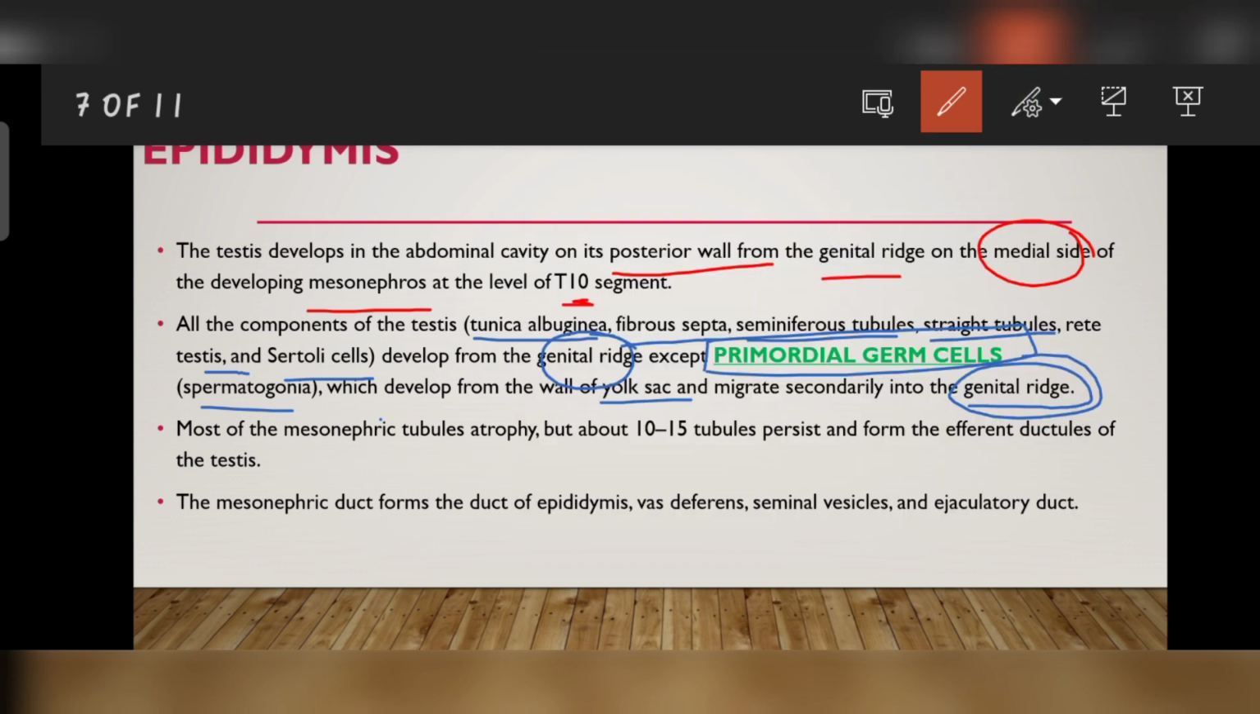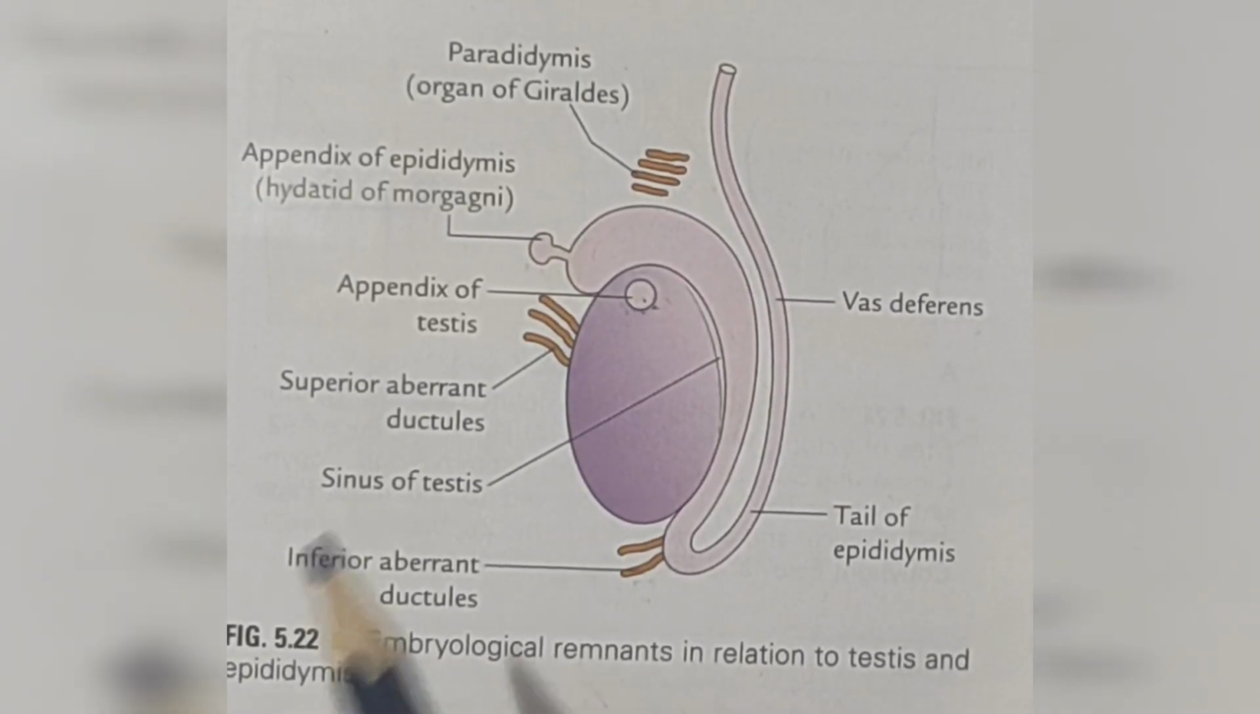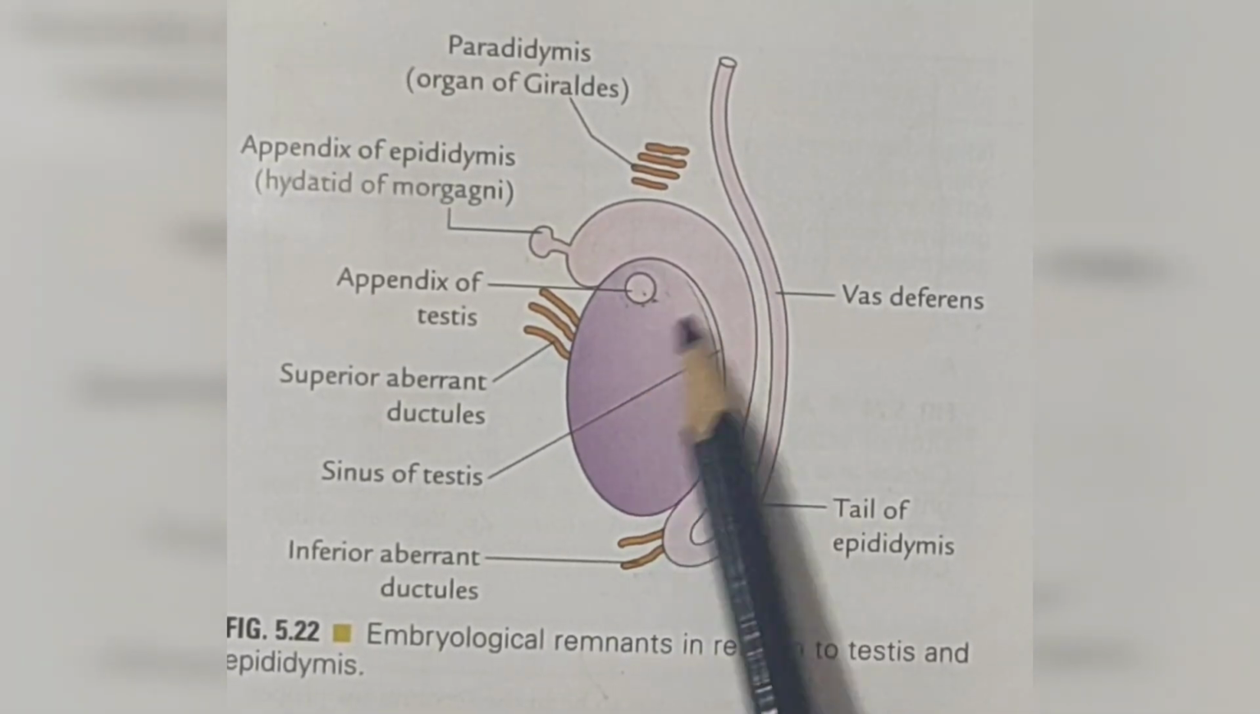Most of the mesonephric tubules undergo atrophy, but about 10 to 15 tubules persist and they form the efferent ductules of the testis. The mesonephric ducts form the duct of the epididymis, vas deferens, seminal vesicle, and the ejaculatory duct. Embryological remnants in relation to testis and epididymis.